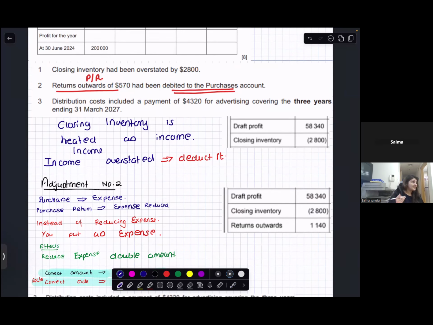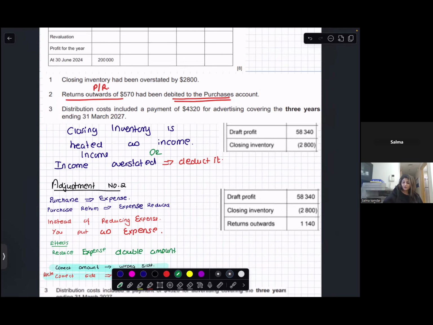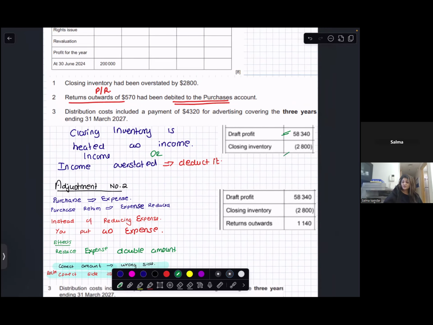To rectify it, we have to do income debit, expense debit. So you're going to reduce your profit. From your draft profits, because of the first adjustment, you're going to reduce your profit by 2,800. I hope you're with me.